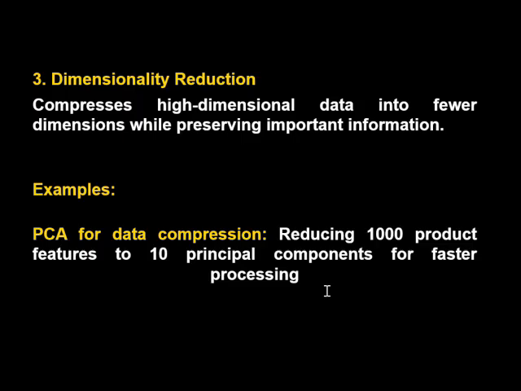So, this speaks about real world dataset often have a large number of features. Dimensionality reduction reduces complexity while keeping essential information. This improves efficiency and visualization. The example has given PCA, which is principal component analysis, reduces 1000 product features to 10 principal components for faster processing. So, dimensionality reduction, which compresses high dimensional data into low dimensional data.